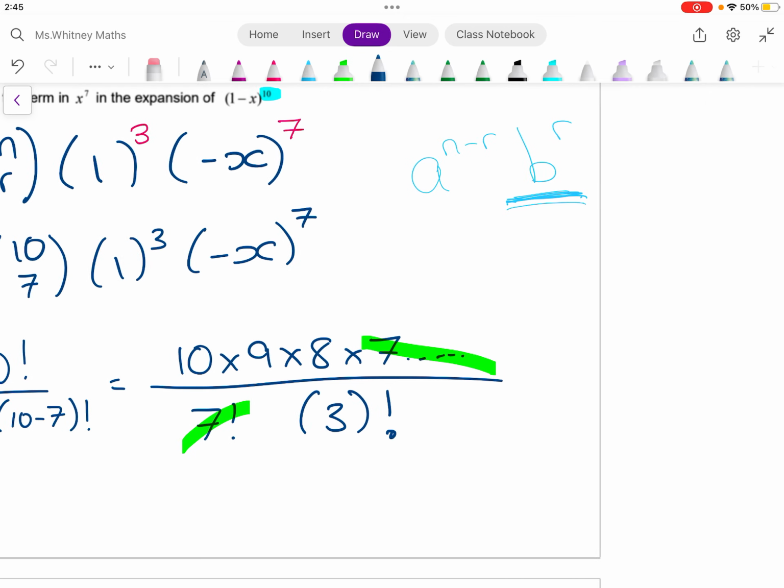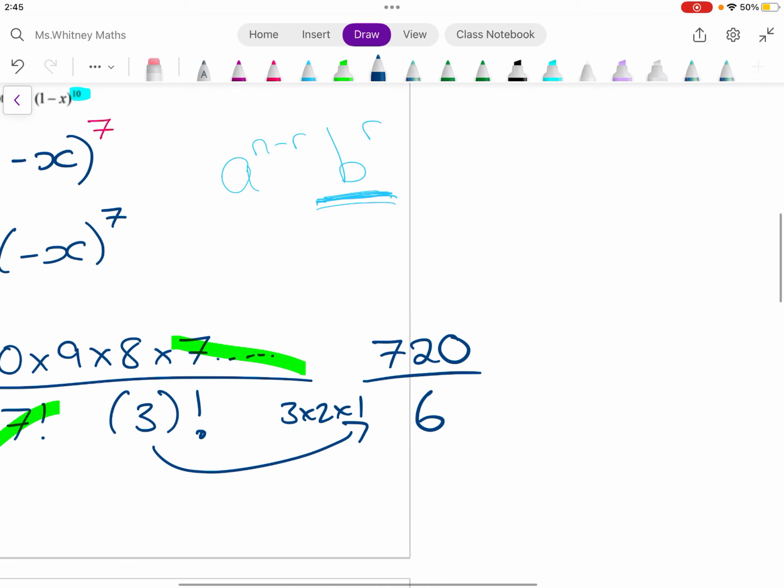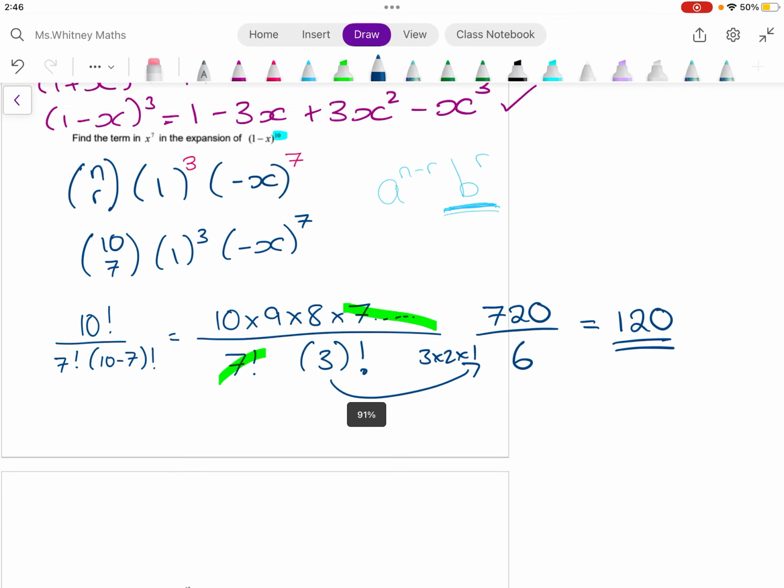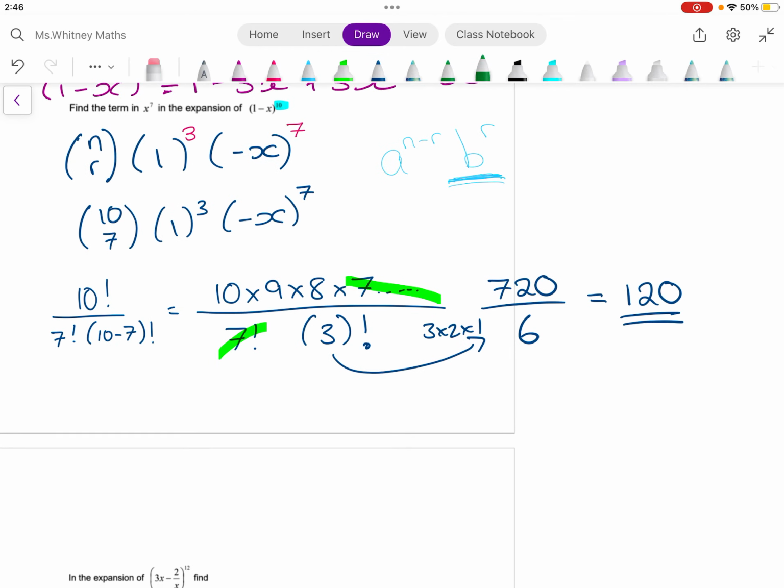9 times 8 is 72, so 720 divided by 6, because that is 3 times 2 times 1. And then 72 divided by 6 is 12. Add the 0, so 120, okay? This is the coefficient that is going to go here.